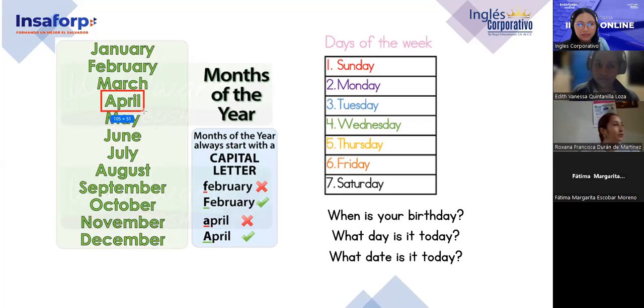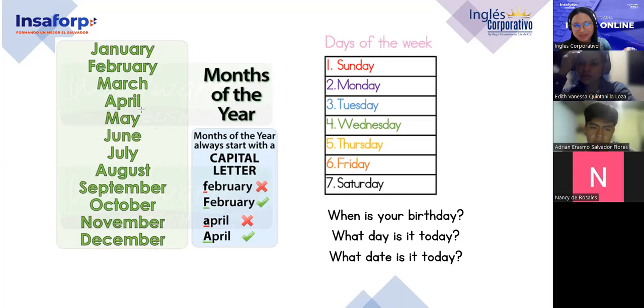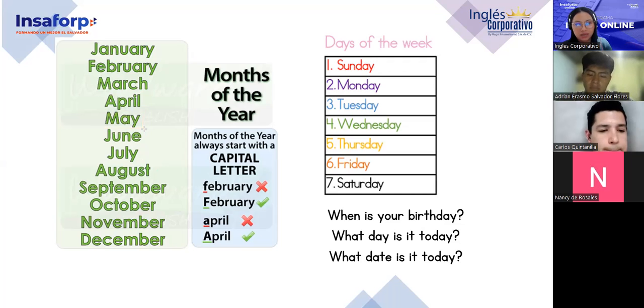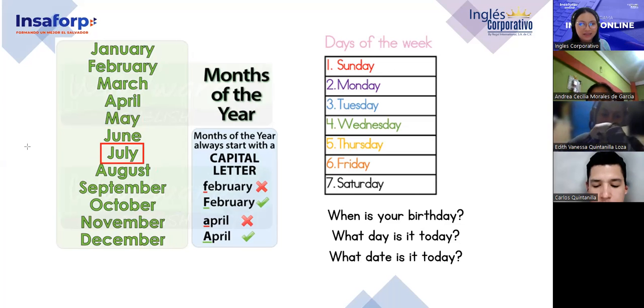Okay, I guess in my opinion, the most difficult one, not difficult, probably we make confused sounds, is this one. How do you pronounce this one? This is April, great. April. April, ya ven, fue la misma. ¿Qué otra? Probably this one, right? Because we may say my, but no, it's May. May. And probably this one we may confuse Julie and July. July.